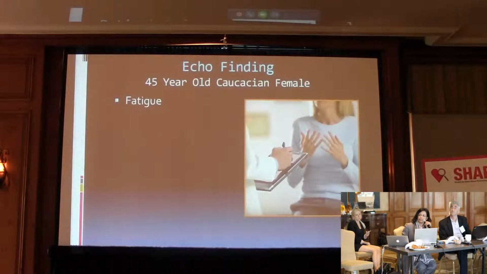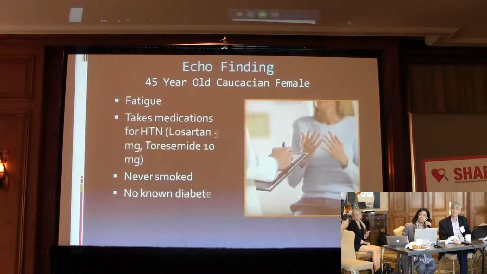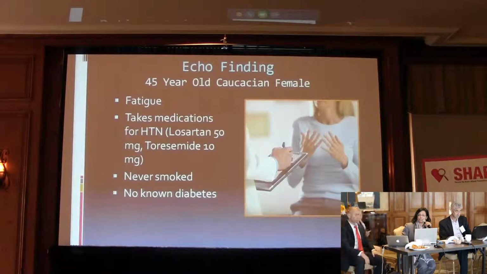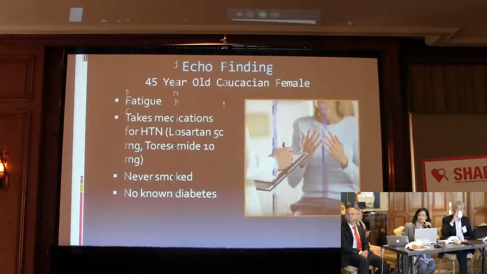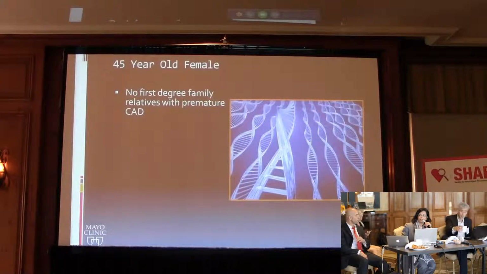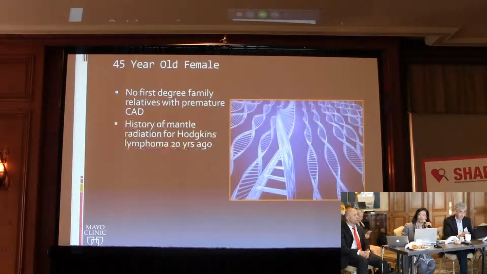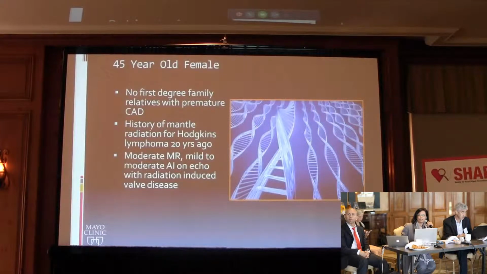an abnormal echo finding. Her only symptom is fatigue, and she has a history of hypertension. She's on losartan and torsemide, and that's because she has higher filling pressures on echo. Never smoked, no known diabetes, no first-degree family relative with premature coronary artery disease. She had mantle radiation for Hodgkin's lymphoma 20 years ago, and that's the reason that she developed valvular heart disease, including moderate mitral regurgitation with some increased PA pressures.